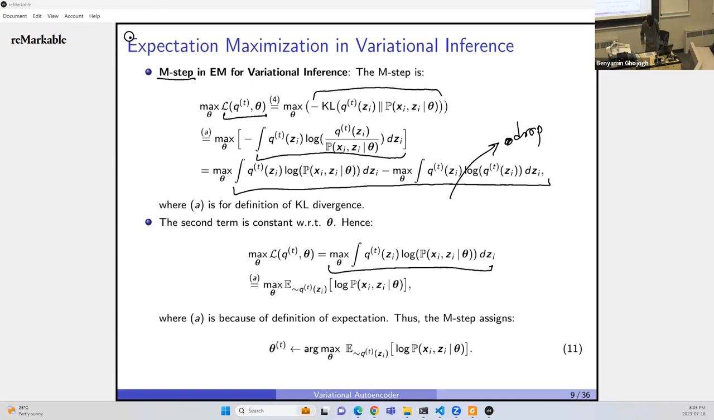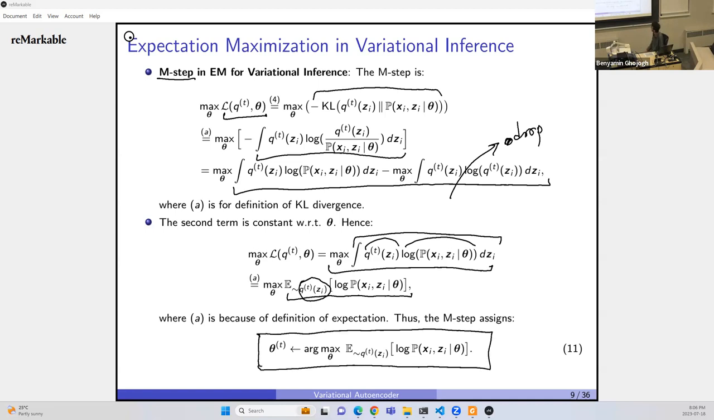Now, interestingly, this is exactly the definition of expectation in continuous form, with respect to this probability, and this is the function, right? So I'm maximizing this expectation. As you can see, this is equation 11, the result of the maximization step, the M step. It assigns the argmax of this expectation to theta. We just proved that, right?